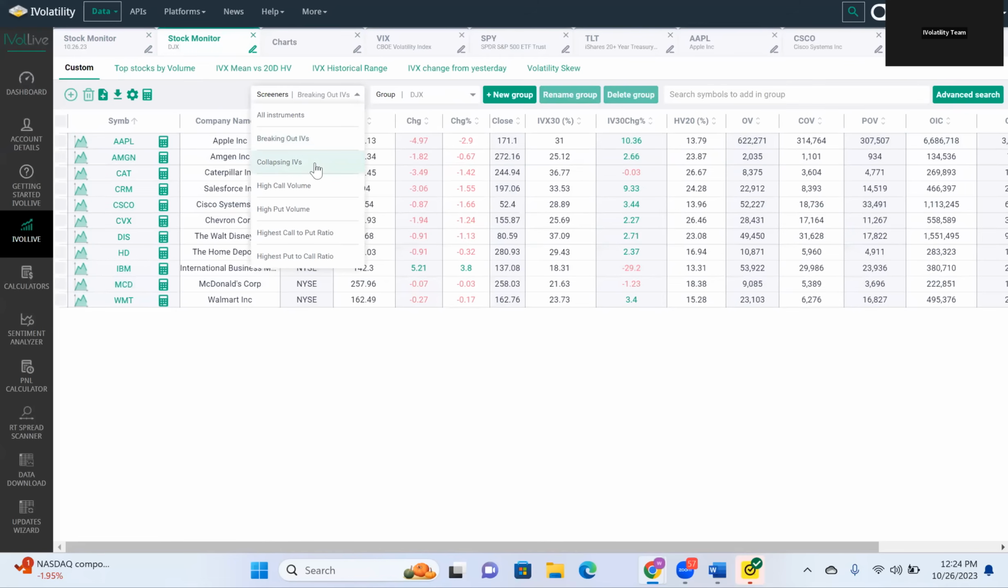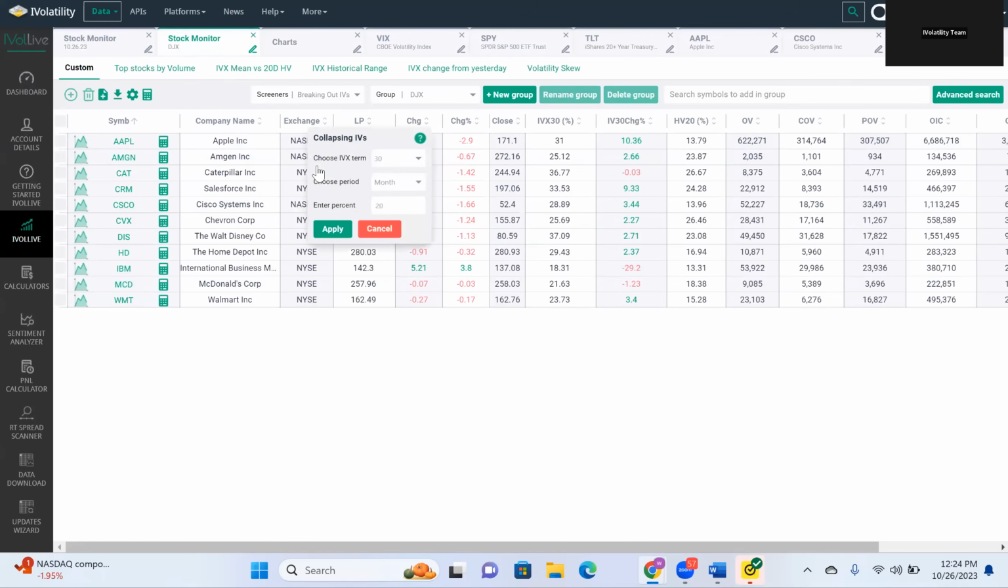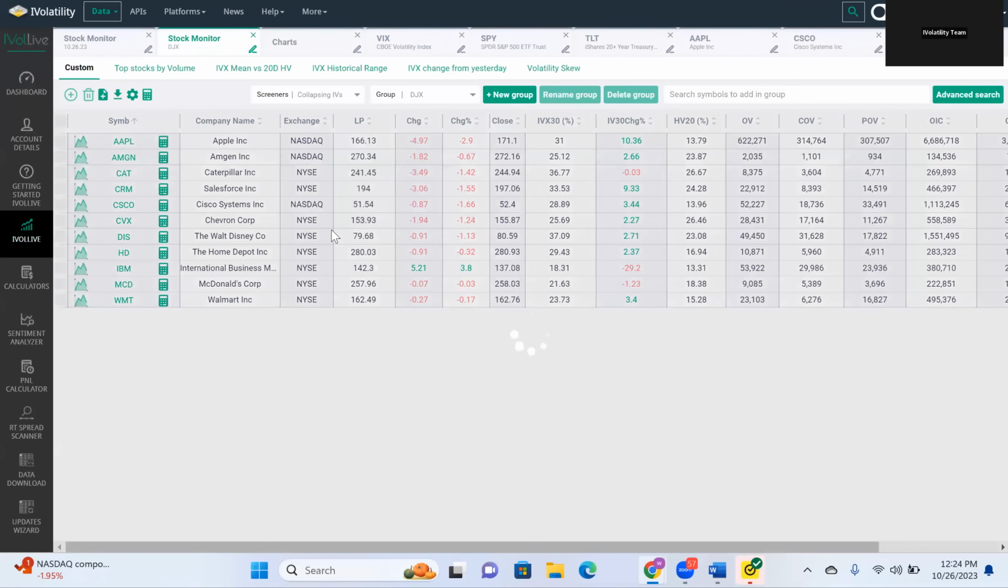So then we could say, well, where do we have the opposite scenario? Where do we have names that have their implied volatility collapsing, right? So that means options are getting cheaper, and that's important, because if you want to be a buyer of options, whether that's a call option or a put option, you want to get in at the lowest possible price. So let's look at collapsing implied volatilities.